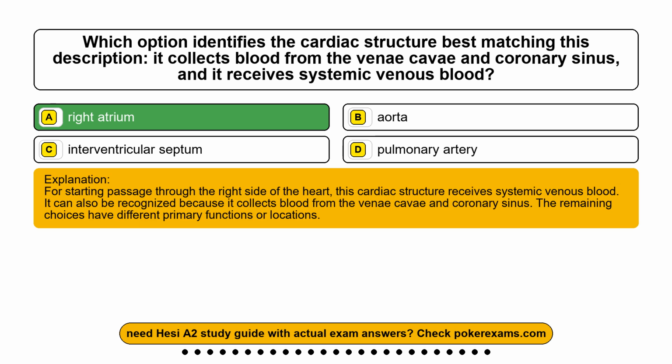For starting passage through the right side of the heart, this cardiac structure receives systemic venous blood. It can also be recognized because it collects blood from the vena cava and coronary sinus. The remaining choices have different primary functions or locations.